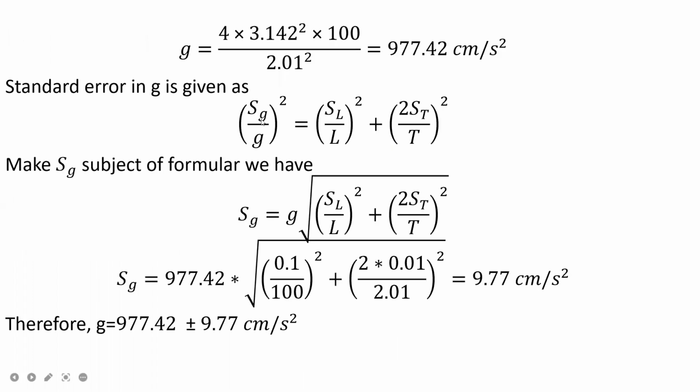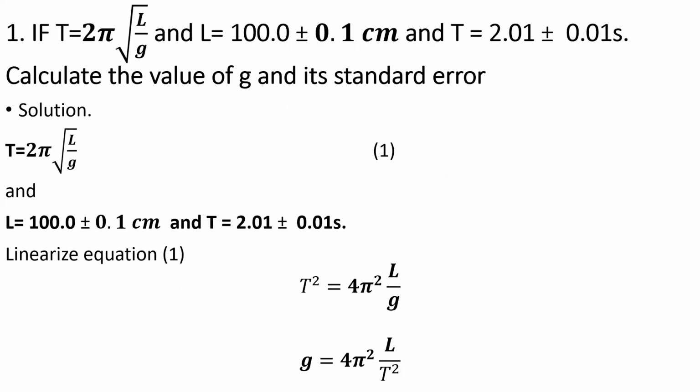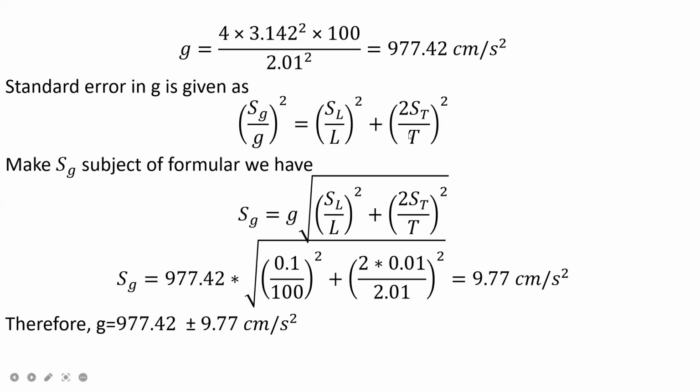So to calculate the standard error, we have standard error in G divided by G, all squared, equals standard error in length divided by length, all squared, plus 2 times standard error in T divided by T, all squared. The reason we have 2 here is that T is already squared in this equation. That's why we have 2 multiplied by the standard error in T divided by the value of T.